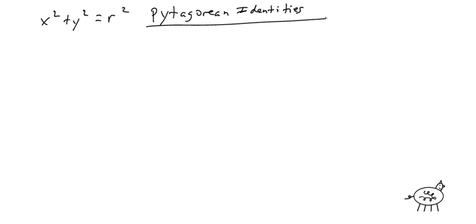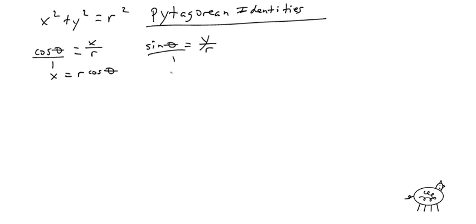So the first one I'm going to do is if I tell you guys cosine of theta is equal to x over r, and I cross multiply, I get x equals r cosine of theta. Okay, and then I can say sine of theta is equal to y over r. So I cross multiply and I get y is equal to r sine of theta. Then I substitute that into the x squared plus y squared equals r squared. So r squared cosine squared of theta plus r squared sine squared of theta equals r squared.